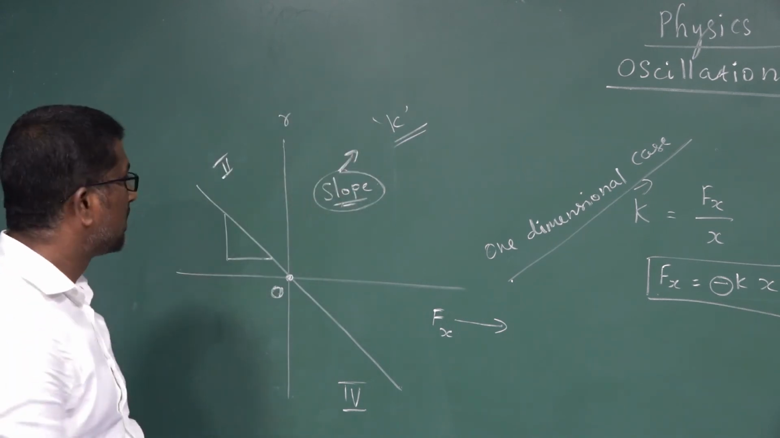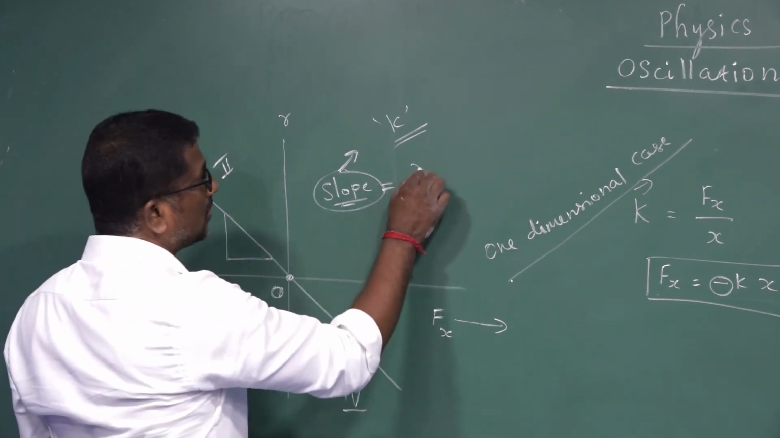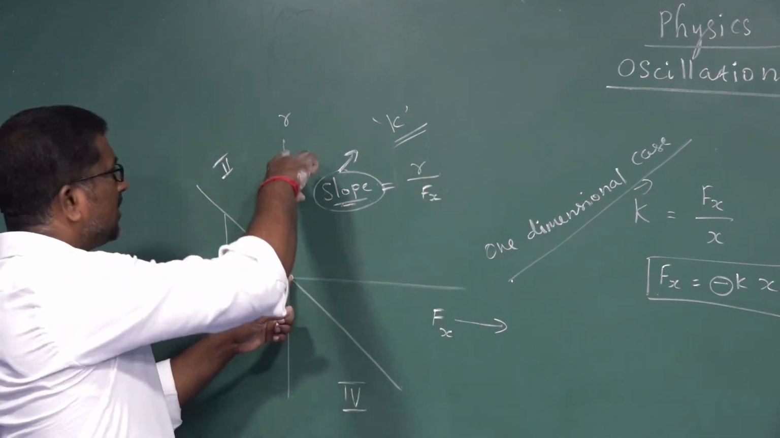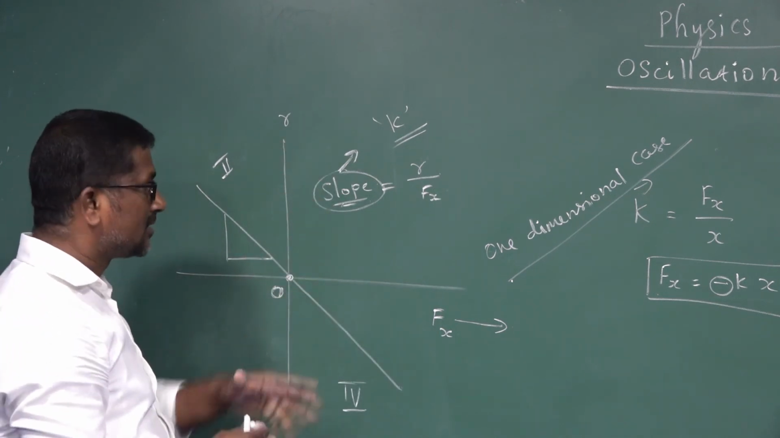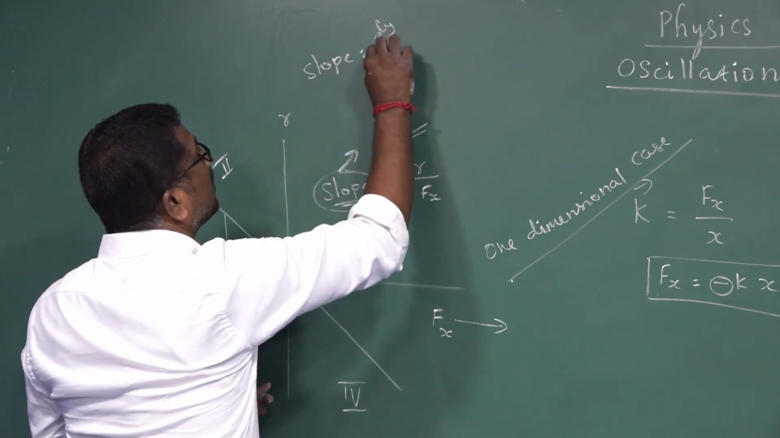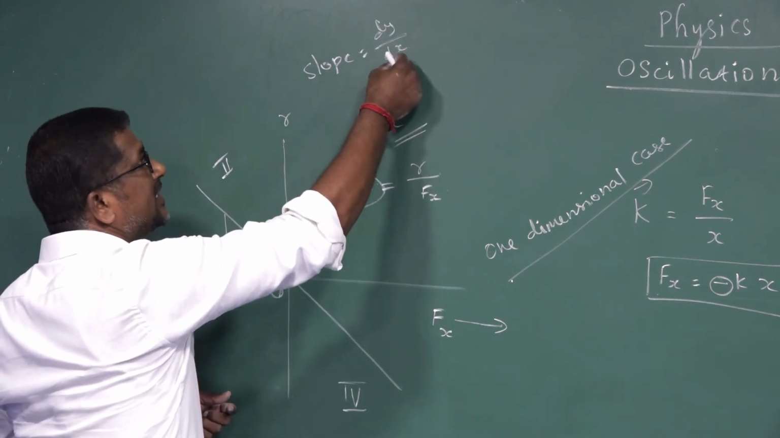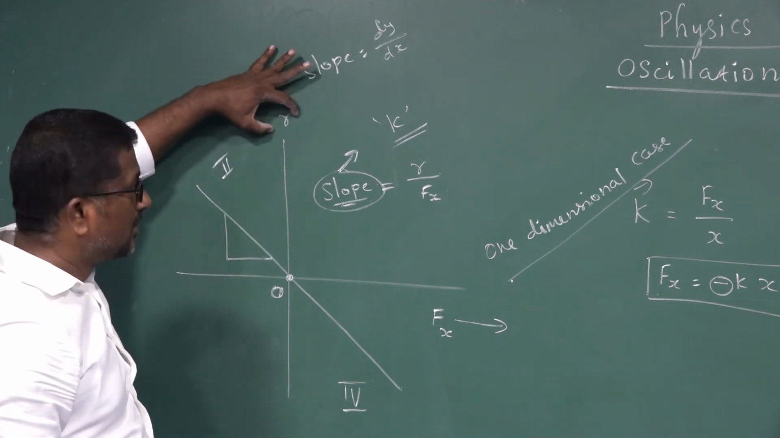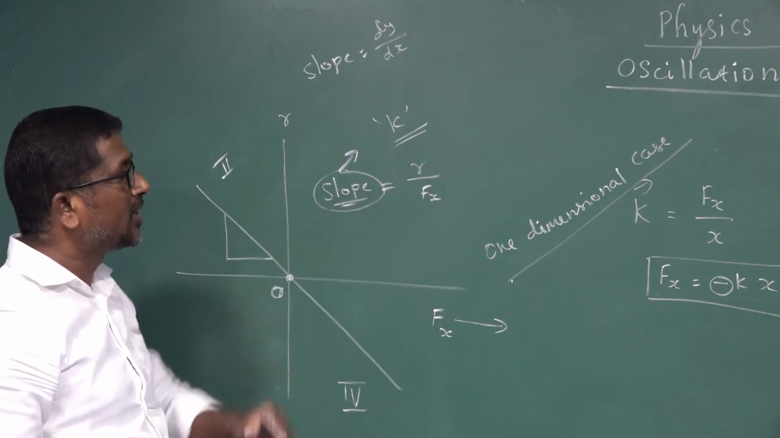Because the slope is equal to r divided by F_x. Slope means the change in value along the y-axis divided by the change in value along the x-axis. That is the slope. Slope means dy divided by dx. Which quantity is taken along the y-axis? Displacement. And which quantity is taken along the x-axis? Force. So slope is equal to r divided by F_x.